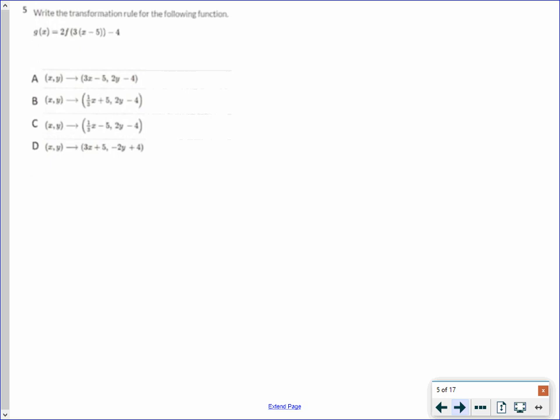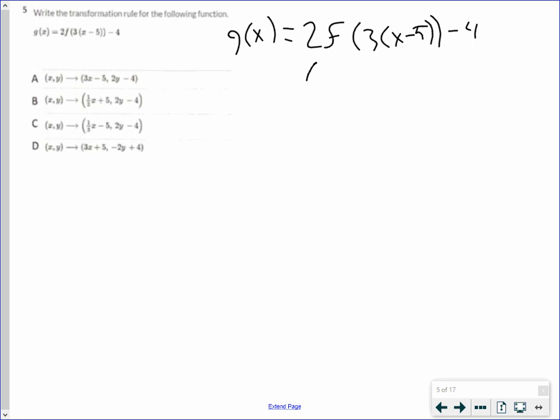Okay, number 5, we're going to write the transformation rule for the following function. It's a little hard to see, so let's go ahead and rewrite the function. In this problem, our function is g of x equals 2 times f of 3x minus 5, minus 4. And remember, our transformation rule will always be bx plus h, comma, ay plus k.